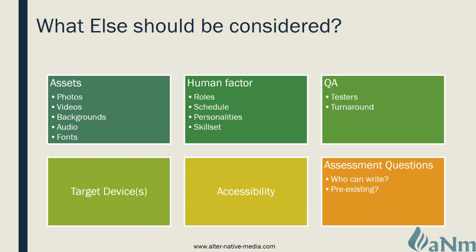So we also talked about things that should be considered outside of it, whether it being assets you have to develop, photos, videos, specific backgrounds. And today we'll be talking about what we mentioned last week, which is the human factor, the roles, the personas, the personalities. Last week we also talked about making sure that you have adequate time to QA the content and to make any changes after that, looking at targeted devices and also keeping accessibility in mind. And also assessment questions. Now, we have a webinar series later that will specifically talk about creating assessment questions and quizzes, but we want to make sure that we understand that in the planning process.